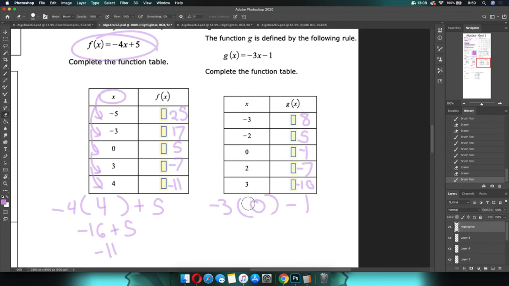0 minus 1. That's where the negative 1 comes from. Then negative 3 times 2 is negative 6 minus 1. Same sign as addition, so 6 plus 1 is 7. That's why it's negative. Negative 3 times 3 is negative 9 minus 1, which is going to be negative 10. That is a lot better. I feel more secure in myself.